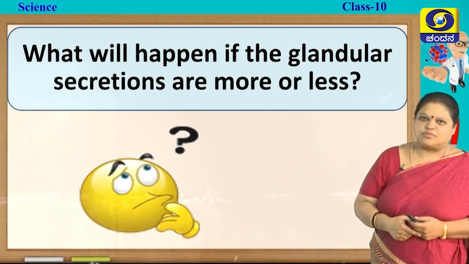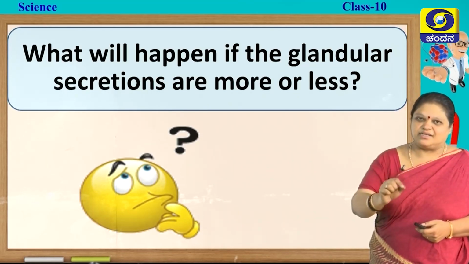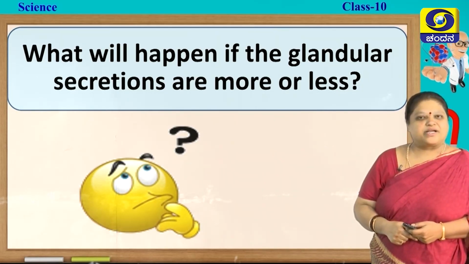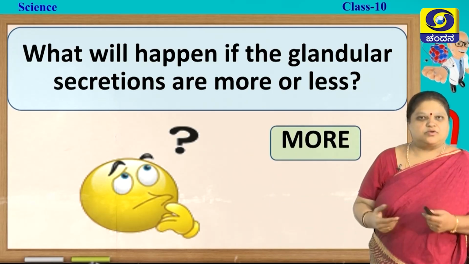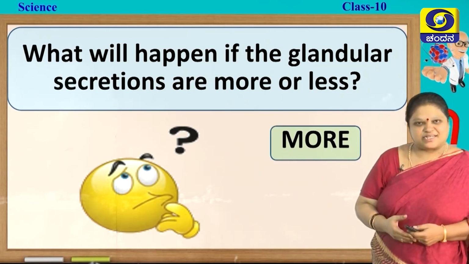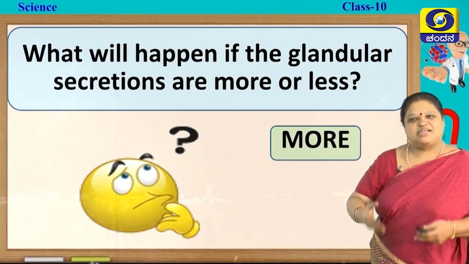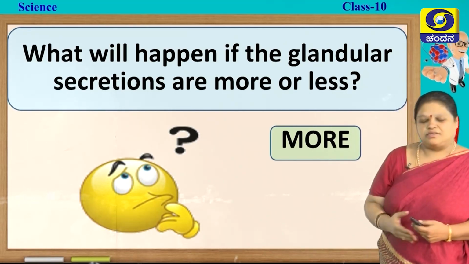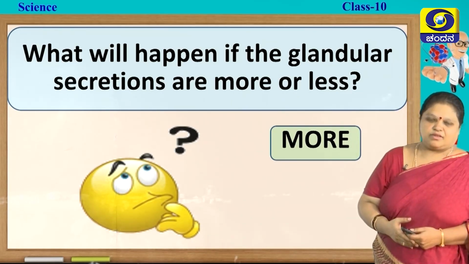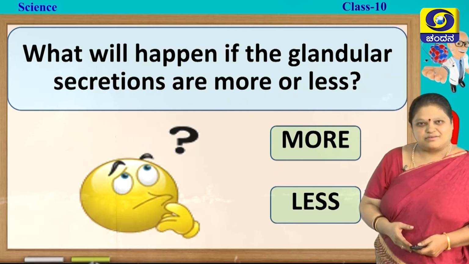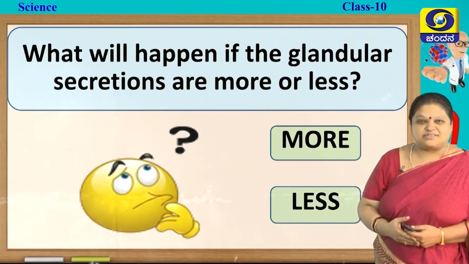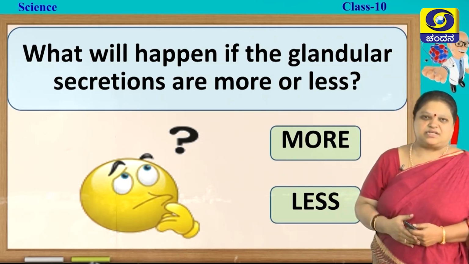See, hormones have to be secreted in appropriate amount. If it becomes more, you call it hypersecretion. So, hypersecretion results in its own disadvantage. The person will suffer from so many disorders. If it is less also, he will suffer from so many disorders. You call it hyposecretion.